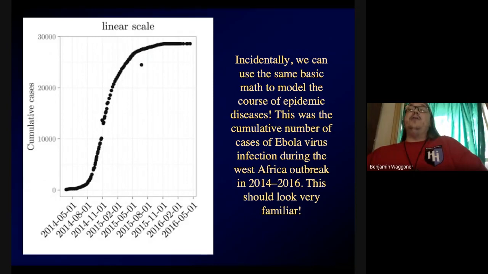And the cumulative number of cases of Ebola virus infections between 2014 and 2016 look like this. It's also logistic growth. It's growth that starts out exponential and then begins to level off. And it started leveling off once the virus was no longer able to find new people to infect and started going away. This is what they're talking about when they're talking about leveling the curve.